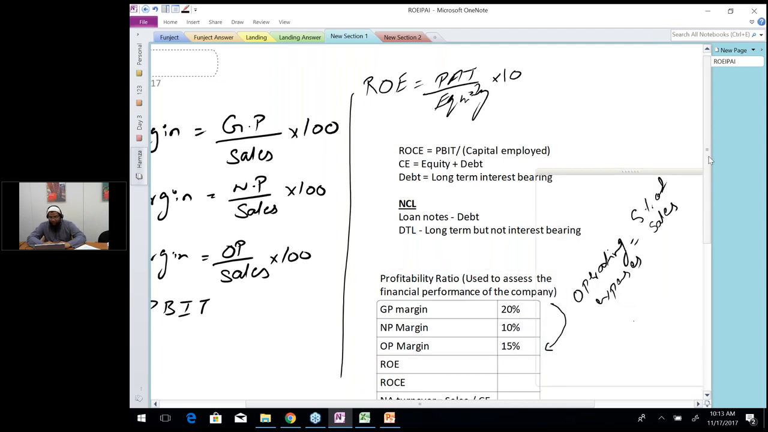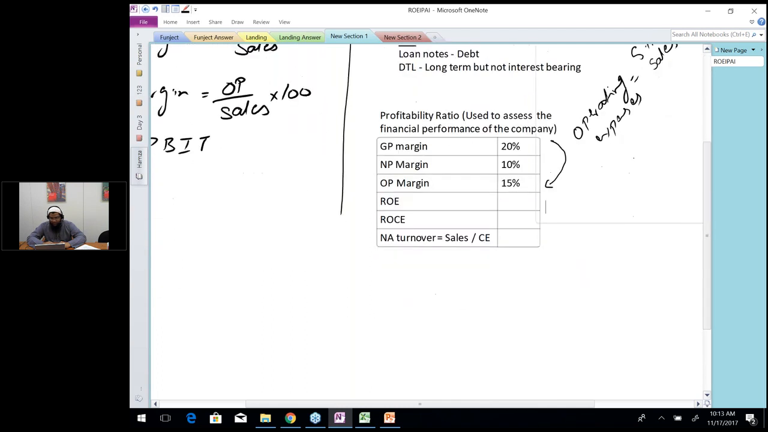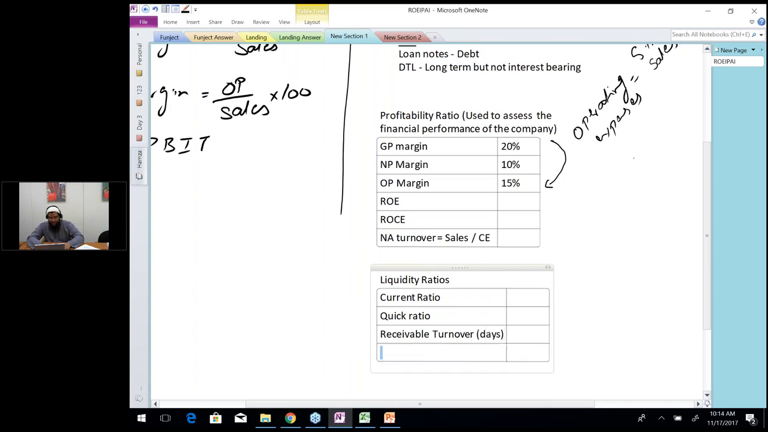Okay, so you should be aware of these basic ratios, and apart from this, there are some liquidity ratios. Now, what are liquidity ratios? Liquidity ratios include current ratio, quick ratio, which is also known as acid test ratio, receivable turnover in days, inventory turnover in days, and payable turnover in days. So these are actually liquidity and working capital ratios.